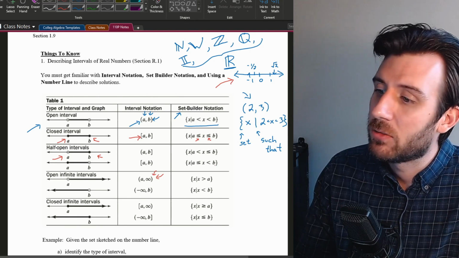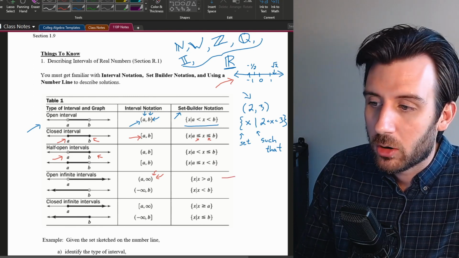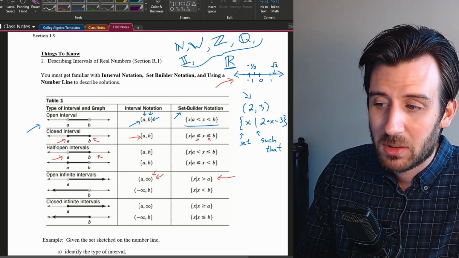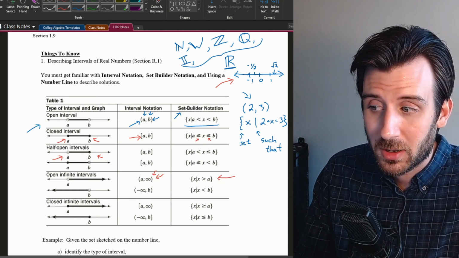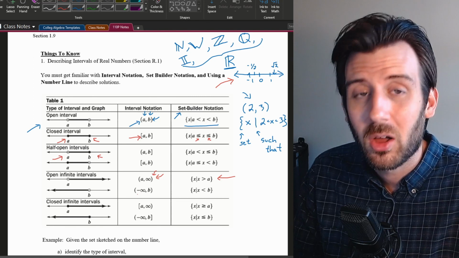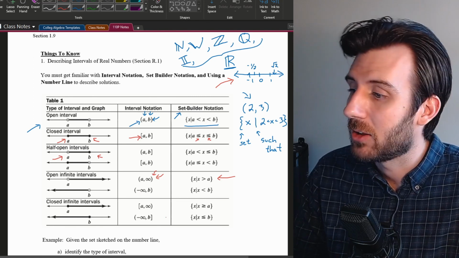So infinity gets parentheses. When we use our notation, we don't actually even need our set builder notation because I am just going to use my lower a as the reference point and say all values greater than a are in this pile.